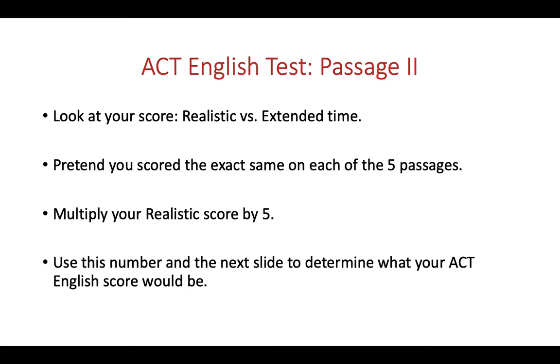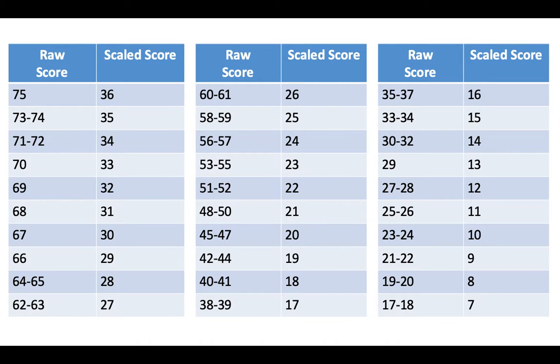Then what I want you to do is look at your realistic score, and I want you to pretend that you got that on all 5 of the English passages. So you're going to take that first score and multiply by 5, and then take that number and convert it to the scaled score, which is out of 36 on the ACT. So if you got, let's say, 10 right, 10 times 5 is 50. So you would be looking at getting about a 21 on the ACT.